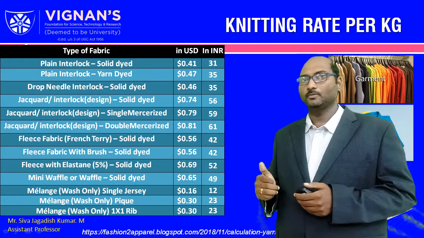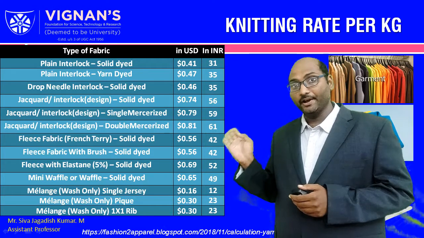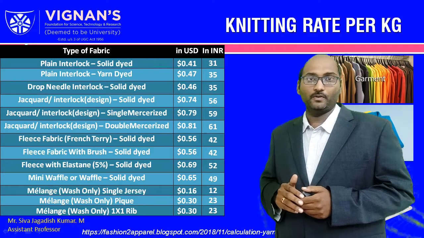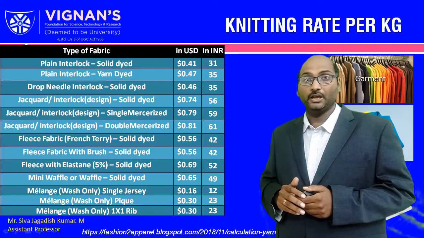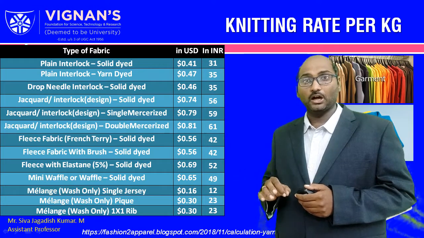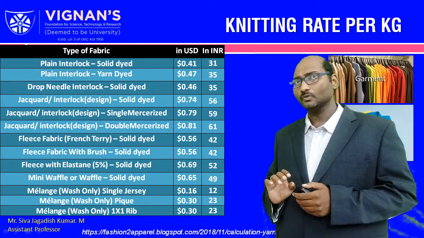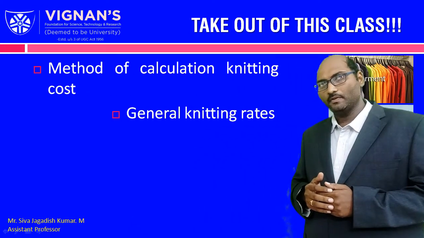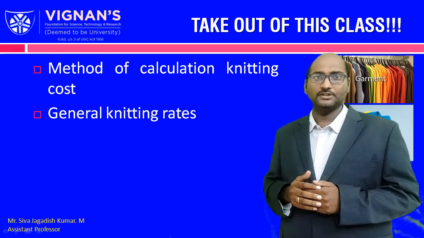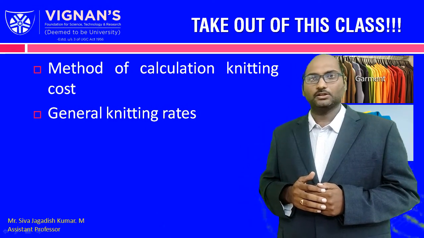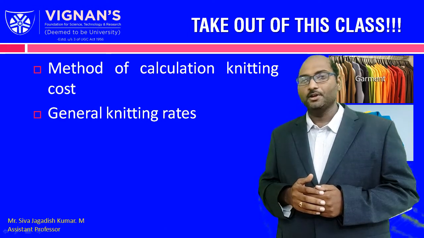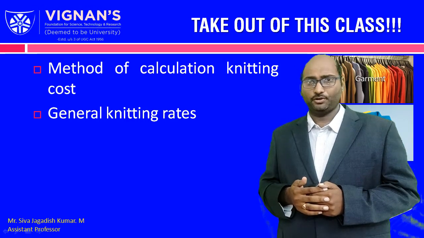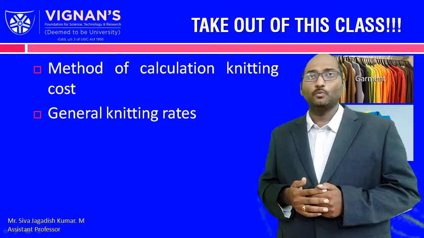Okay, understood. So you understood, right? The knitting rates will vary between 16 rupees to 175 rupees also, depending upon what kind of requirement we have. And engineered stripe or auto striper are very expensive. Yes. So what did we understand in this class? We understood the method of calculating knitting cost. We need to consider the raw material cost, the labor cost and overheads, and all these things we need to consider, and per kg calculation we can do.